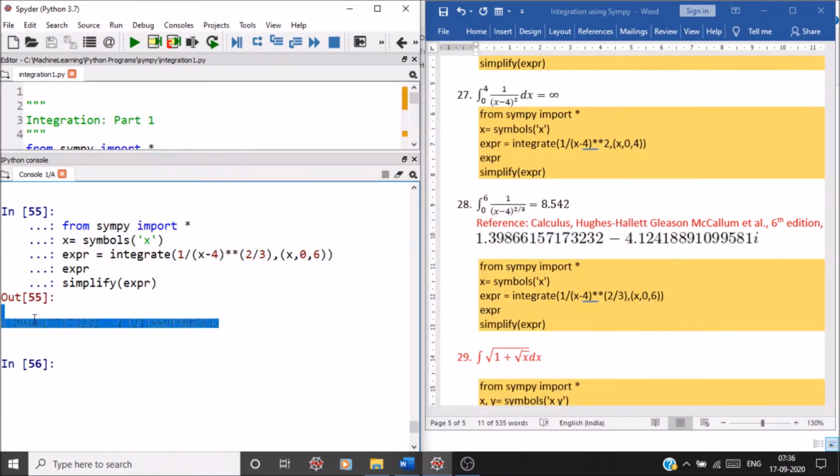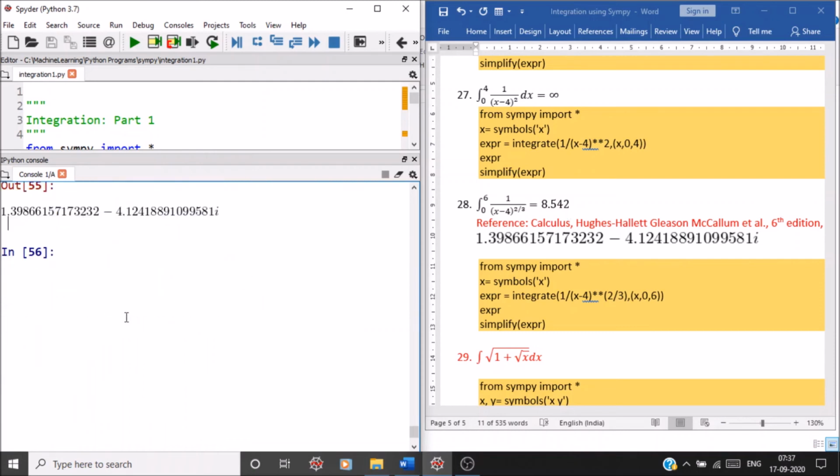This one. Okay, so in this particular reference book, one of the best books for calculus, by Hughes-Hallett, Gleason, McCallum et al., 6th edition, one of the best books for calculus, you can read that book. In that book, the answer is 8.542, but SymPy returns this answer. I don't know what the reason behind that is. Since you are the mathematician, you can give the correct answer.